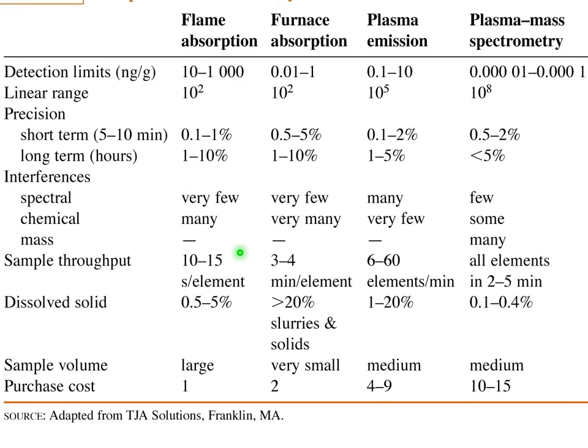What about simplicity and cost of methods? Flame absorption is the cheapest method. You can buy an instrument for a very reasonable price. It doesn't require much training to operate. But your detection limits will be relatively large. Precision is not bad. You have no more than 1% error. Spectral interferences are very few, but there are lots of difficulties with chemical interferences if you have a complex sample.